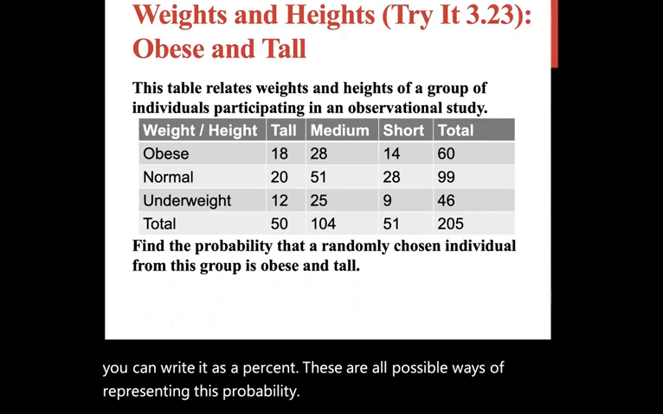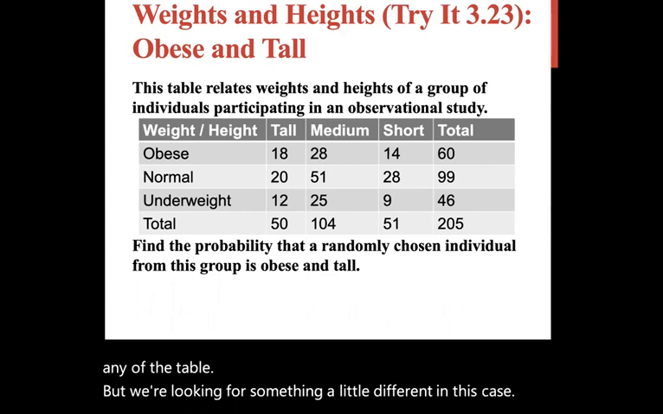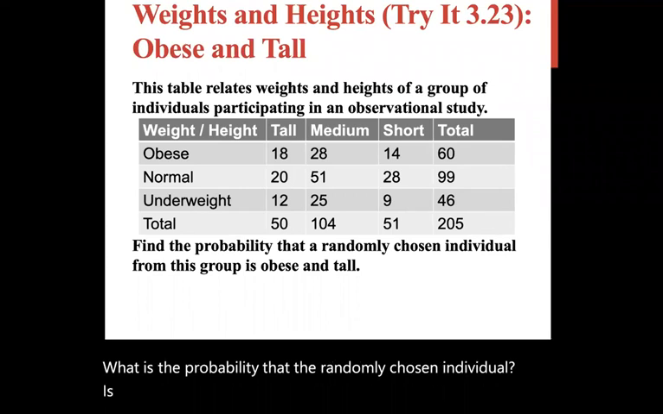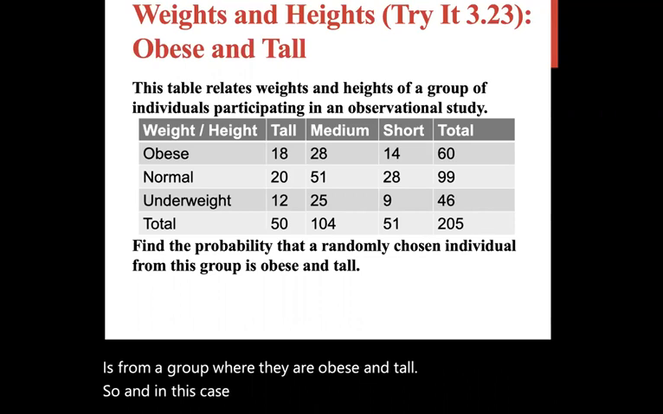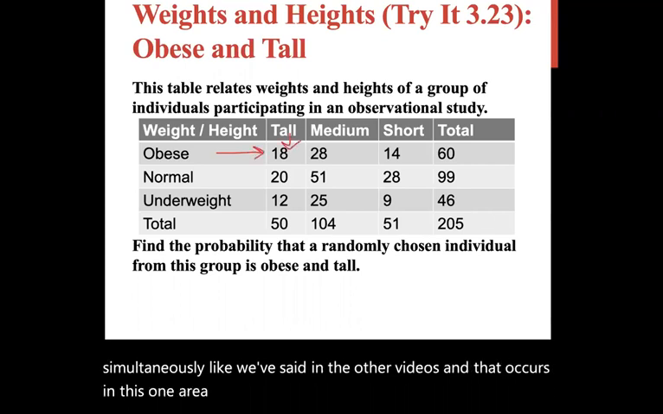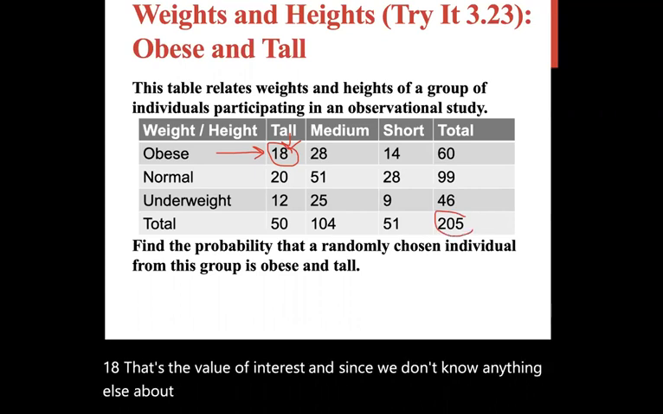Now, in this case, we still have a randomly chosen individual, so we haven't removed any of the table, but we're looking for something a little different. In this case, what is the probability that the randomly chosen individual is from a group where they are obese and tall? So, and in this case means both events are happening simultaneously, like we've said in the other videos. And that occurs in this one area where tall and obese intersect. So that value will be 18. That's the value of interest. And since we don't know anything else about the individual, the other value is going to be 205.